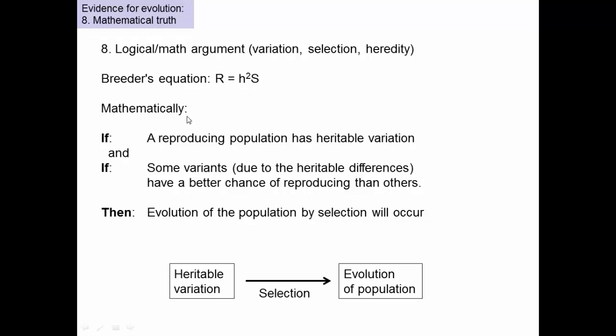So basically, mathematically, if a reproducing population has heritable variation, and if some of those variants, because of those heritable differences, have a better chance of reproducing than others, then evolution of the population by selection will occur, right? If you have this and this, you'll get a response, there will be a change. So if you have heritable variation and selection occurs, you'll get the evolution of a population. That's kind of a mathematical truth.